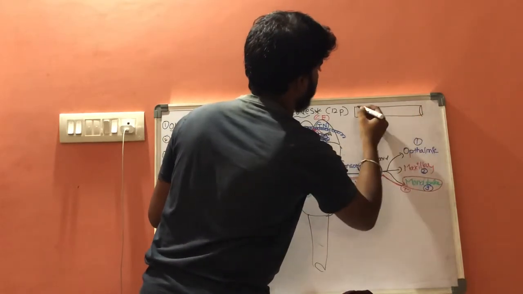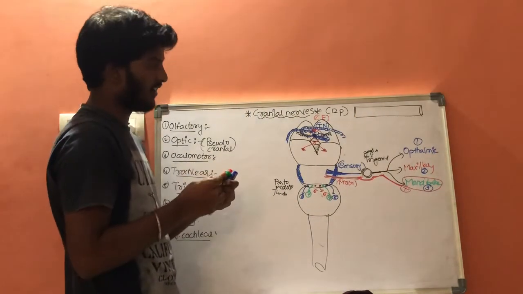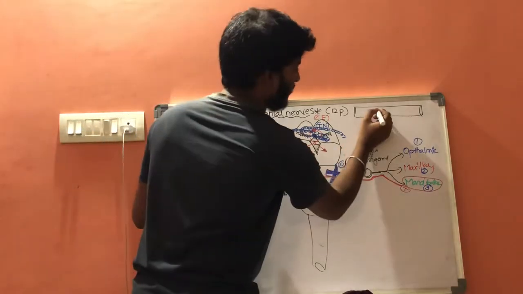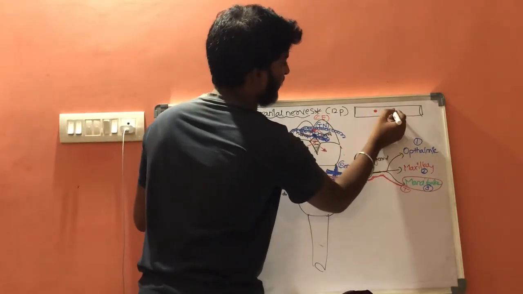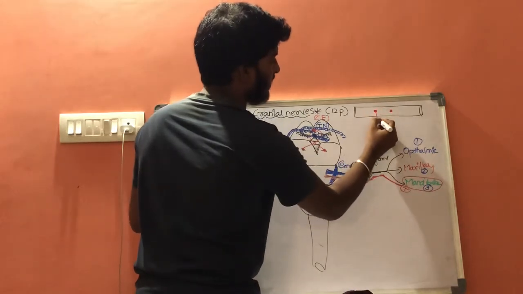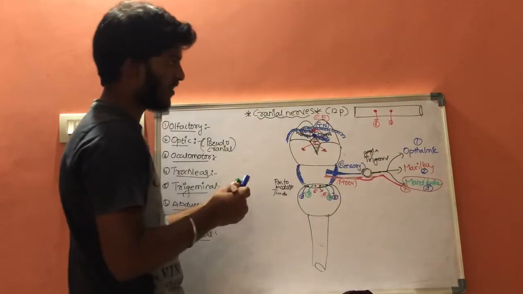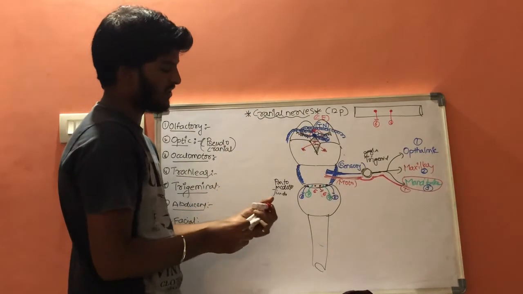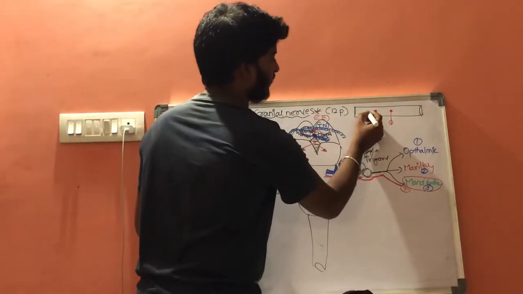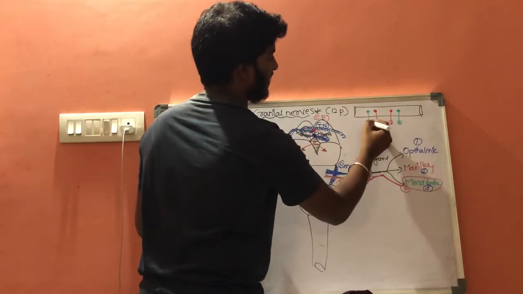Let us consider this is the pontomedullary junction, and the pontomedullary junction is divided into 3 divisions. From the central part, the 6th cranial nerve arises. Now, going more lateral to this, on either side, the 7th cranial nerve arises.